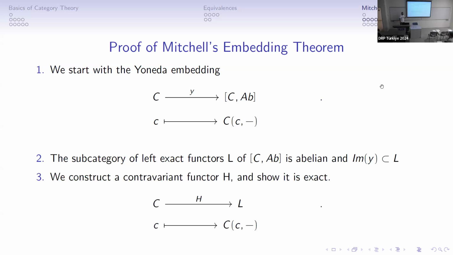Then we construct a contravariant functor H, which does the same thing as Yoneda, and we need to show it's exact. So we know that the unit embedding is fully faithful, and we have shown it's exact. So we did the first half of the proof. And in the second part, we want to find a functor from L to R-modules.